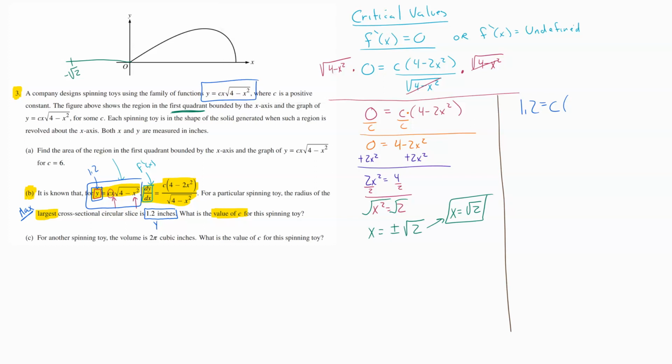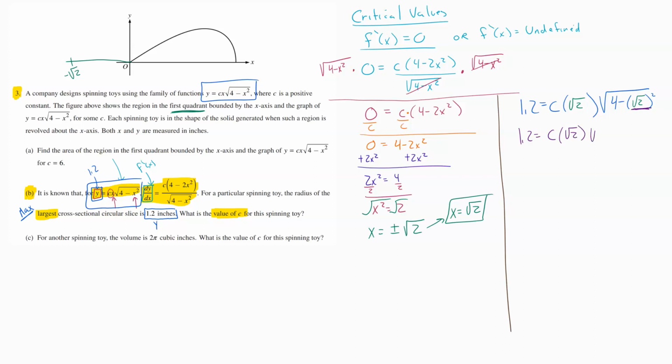So then this would be the square root of 2, then close that, and then we would get the square root of 4 minus, and then instead of x squared, we're going to have the square root of 2 squared. So now we just need to clean this thing up and solve for c. So let's start working our way through this. We get 1.2 equals c, and then we still got the square root of 2 sitting here. We're going to take care of this inside first.